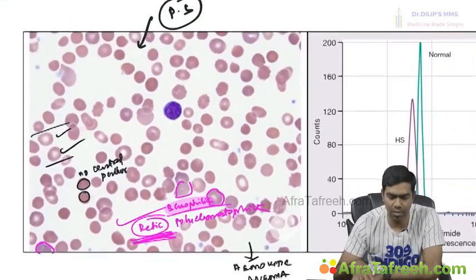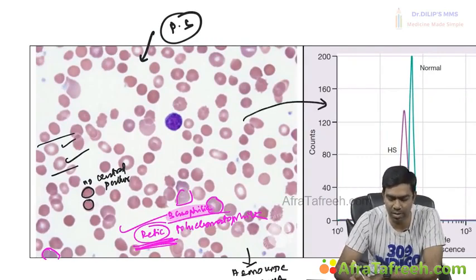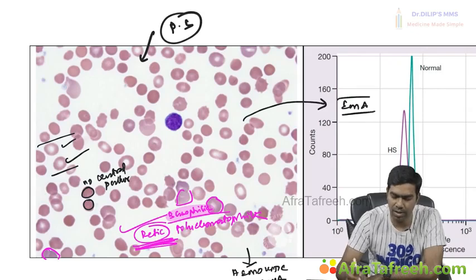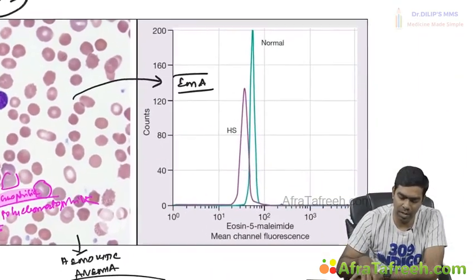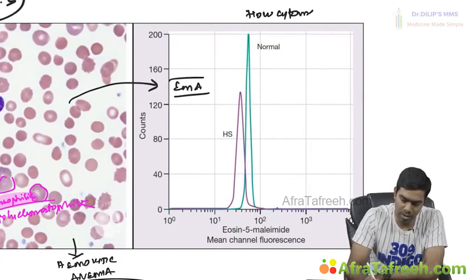So that is the reason if you strongly suspect hereditary spherocytosis by clinical history and family history, the next step is to move towards EMA. How will you do an EMA? It is done through a flow cytometer. There is a flow cytometry.